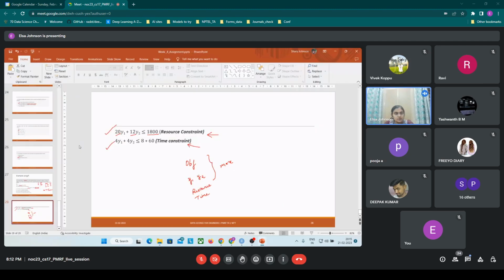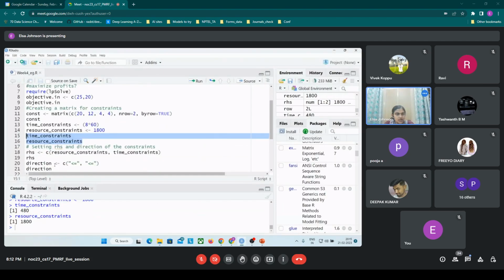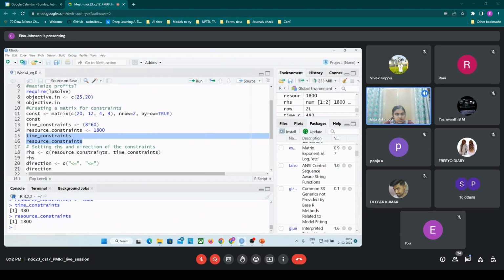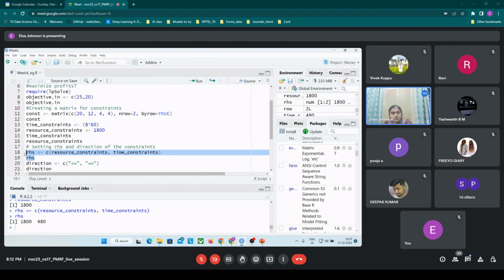So right now if you look at these things, you will see that the right hand side of the equations are the values of the constraint, and the left hand side is the matrix, right? So I'm just putting RHS equal to c of resource constraint, which was the first one. Your matrix is going like 20, 12, 4, 4, so resource constraint should come first. That's why I'm putting resource constraint and time constraint. Okay. So I have saved it to RHS, that is a function. So it's coming like 1800 and 480.